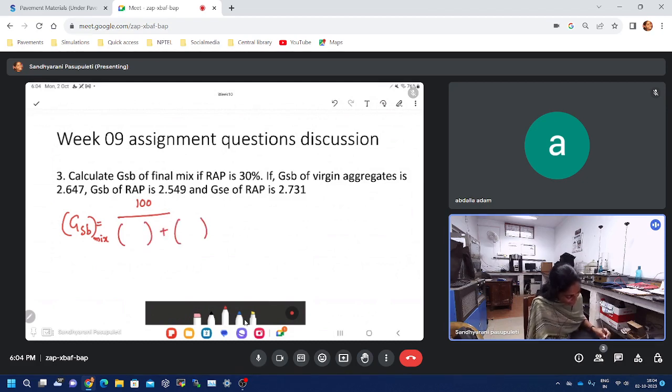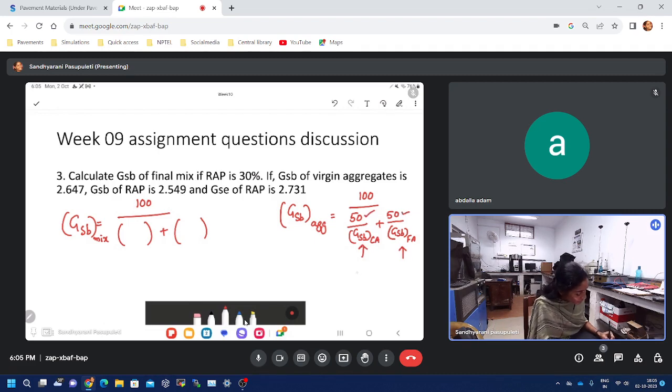If we remember previously, if we wanted to calculate the GSB of aggregates, out of the total 100%, let us say 50% are coarse aggregates. Then how did we used to calculate? 50 by GSB of coarse aggregate plus the remaining 50% are fine aggregates, so 50 by GSB of fine aggregates. So for any mix, if the coarse aggregate and fine aggregate fractions are known, and if their respective specific gravities are known, this is the way we used to calculate the total bulk specific gravity.